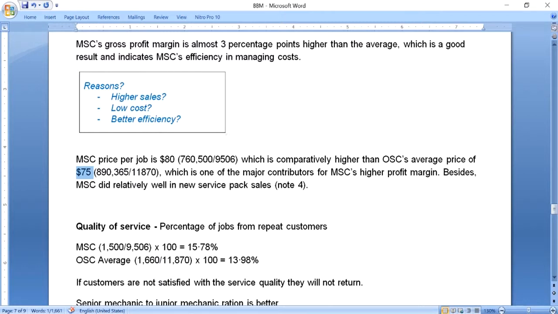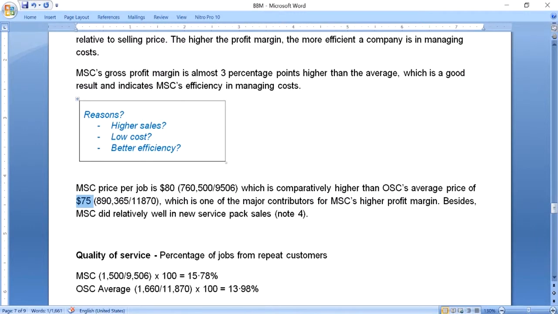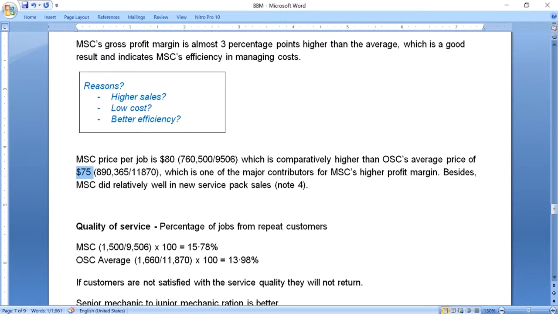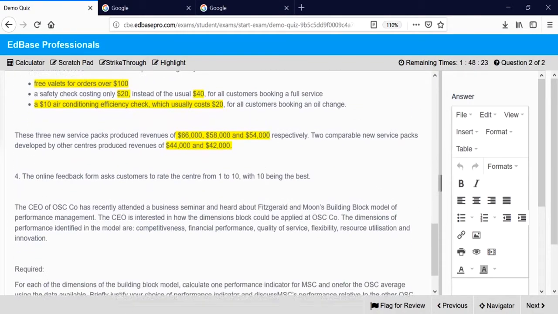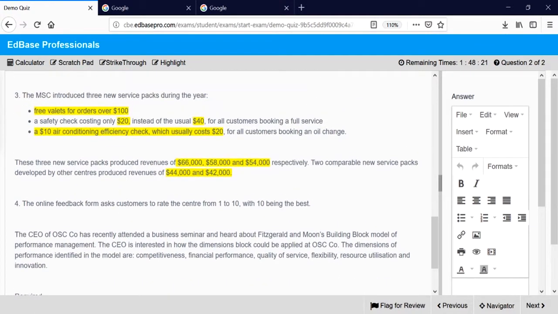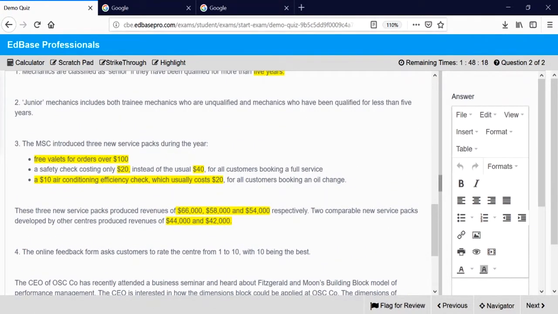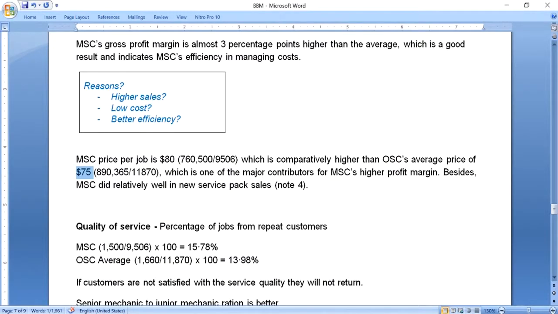Okay, and another point you can say, if you remember note number 4, note number 3, I guess. Okay, so we did better in terms of sales generation from new products. So see, 66,000, 58,000, 54,000 respectively. So we have developed 3 new products, and we were able to generate more sales. So it will be note 3.